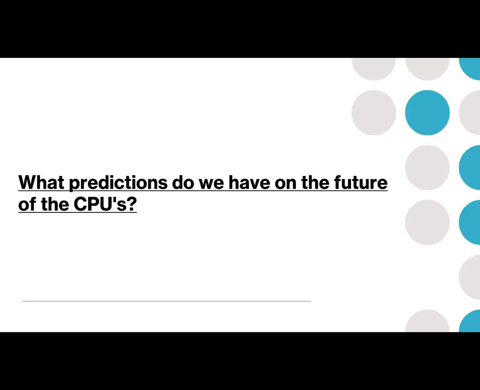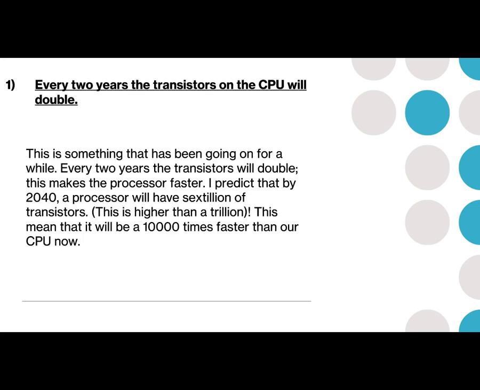What predictions do we have on the future of the CPU? Every 2 years, the transistors on the CPU will double. This is something that has been going on for a while. This makes the processor faster. I predict that by 2040, a processor will have 6 trillion transistors. This means that it will be 1,000 times faster than our CPU right now.